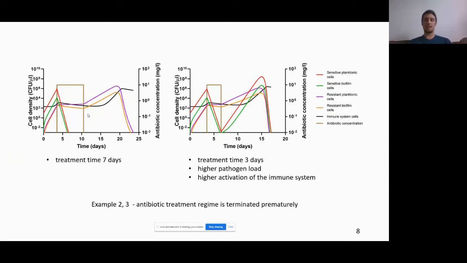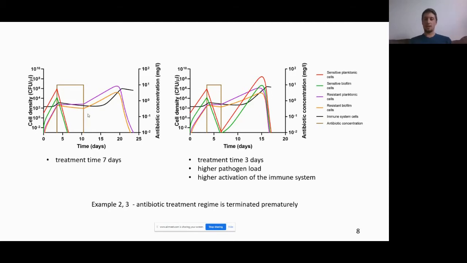What I mean by that is that the levels of antibiotic might not be high enough to completely eradicate the pathogen, or the antibiotic might be administered for too long, and it might lead to high continuous selective pressure on sensitive bacteria and contribute to an acceleration of the emergence of resistance. So specifically, those two examples demonstrate a scenario where an antibiotic treatment regime is terminated prematurely.